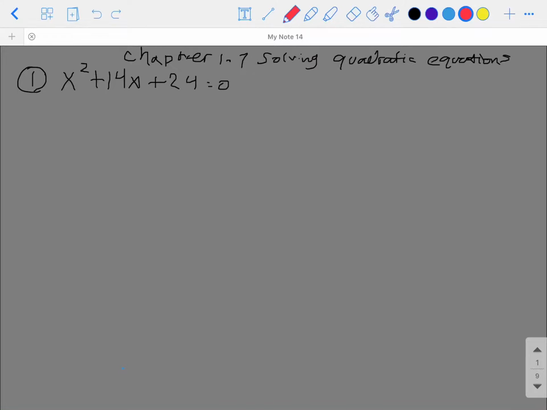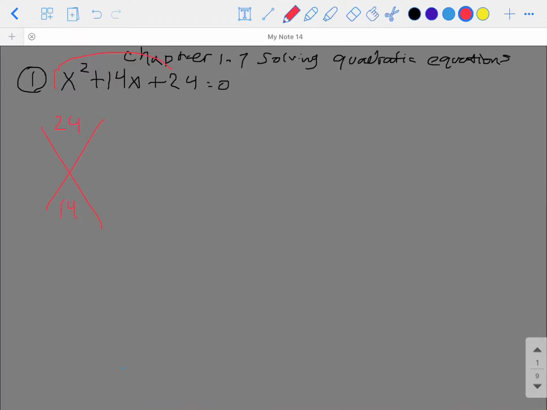In this video, on Chapter 1.7, Solving Quadratic Equations, I will continue on the lecture from last week on solving quadratic equations. Question number 1, x squared plus 14x plus 24 is equal to 0. I can see, with the leading coefficient of 1, 1x squared, I'm going to use a simple cross product algorithm. 1 times 24 is 24, and the middle is 14.